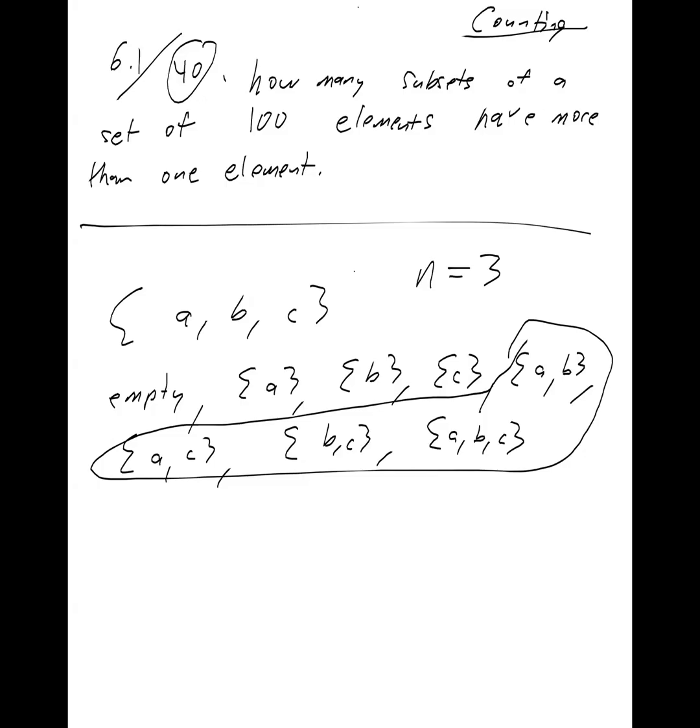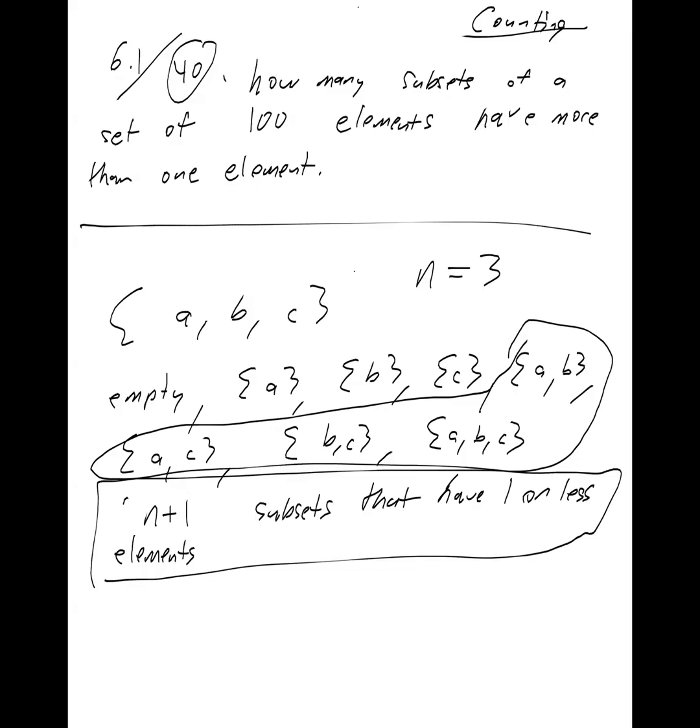Correct. Smart. So that was easy. But what does everybody else think? Do you agree with that? There's always n plus 1 subsets that have 1 or fewer elements. Right? So how many subsets of a set of 100 elements would have 1 or fewer elements?